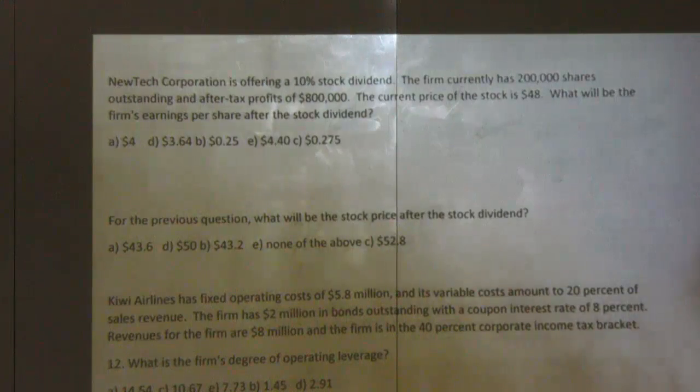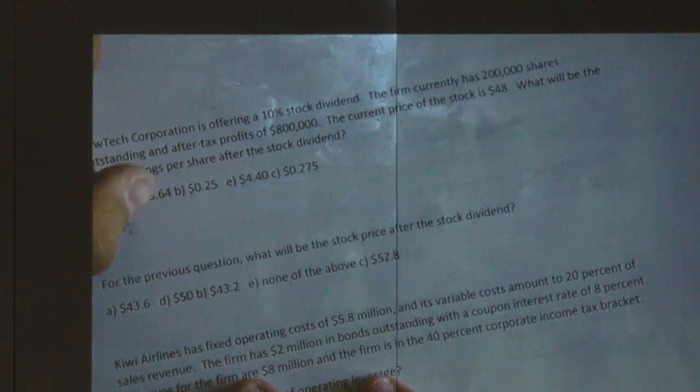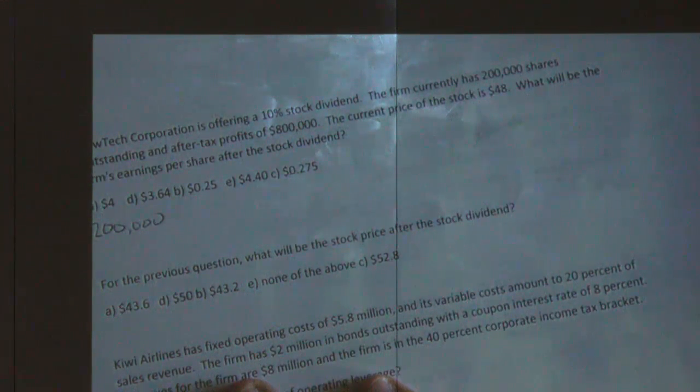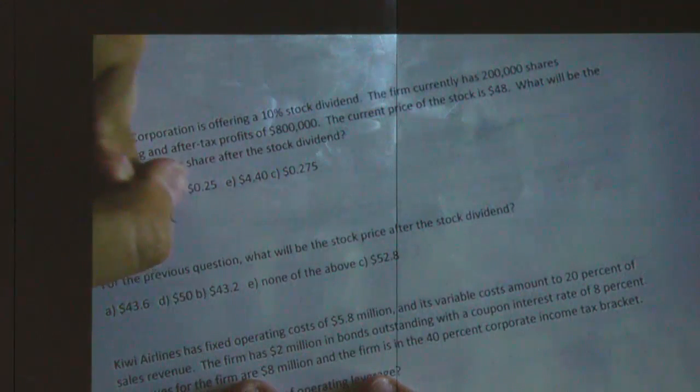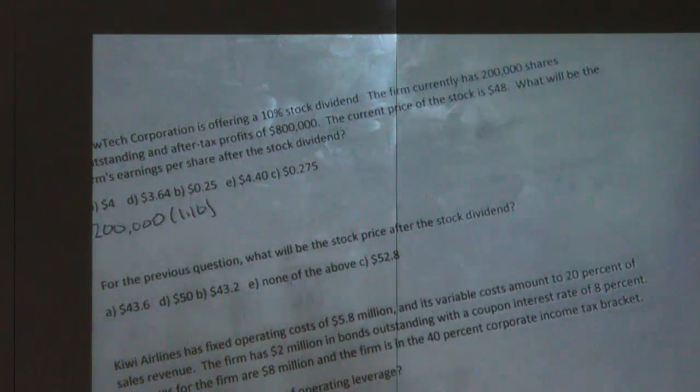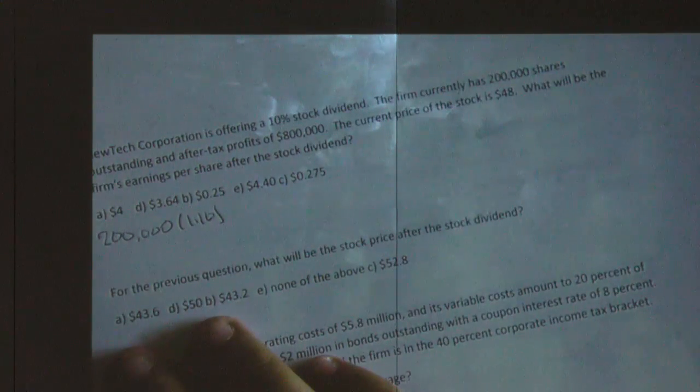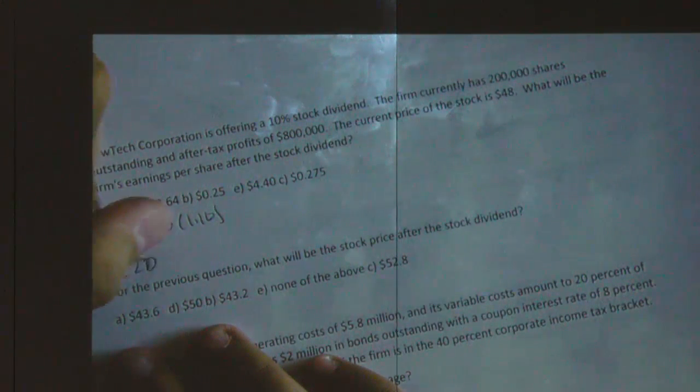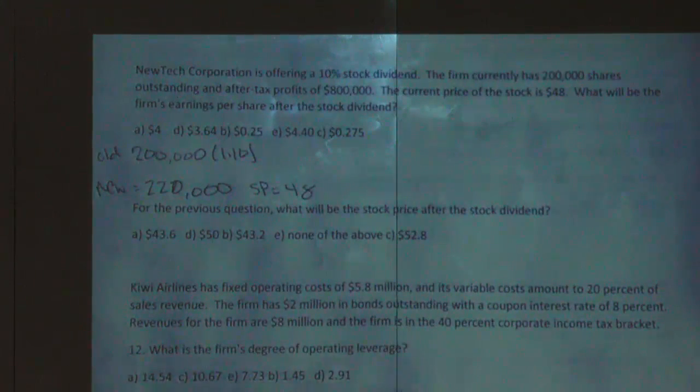So the number of shares is 200,000. If we're doing a 10% stock dividend, we're just going to be multiplying it by 1.10, and that should be 220. So this is old shares, and your new shares will be 220,000. Current price is 48. So stock price is 48. What will be the firm's earnings per share after the stock dividend?